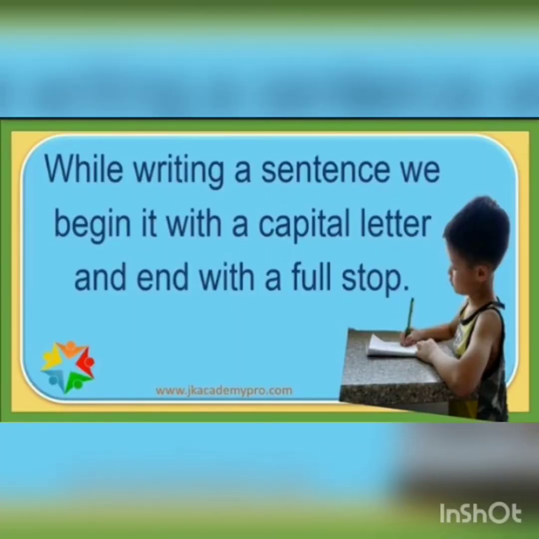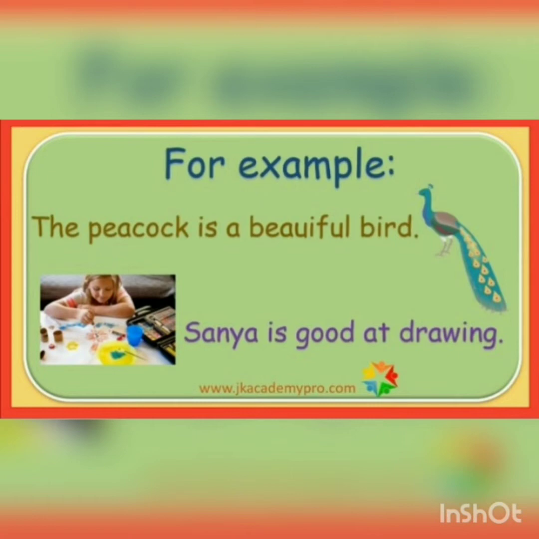While writing a sentence, we begin it with a capital letter and end with a full stop. Let us see some examples. The peacock is a beautiful bird. Sanya is good at drawing. In these two examples, the first letter is a capital letter and it ends with a full stop and gives you a complete meaning. Like that, Sanya, S is a capital letter, and it ends with a full stop and gives you a complete meaning.